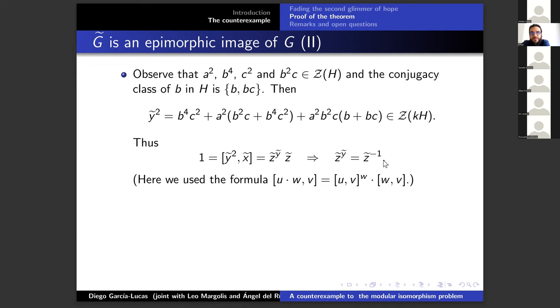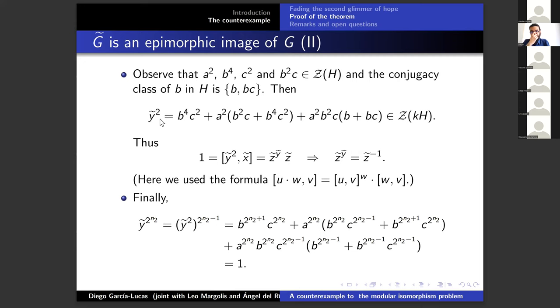Now we are going to prove that the order of ỹ divides 2 to the n. But then we will also exploit that ỹ squared is in the center. So we have this identity here, and since this is in the center and every element here is in the center except these two, but b and c commute, we can take powers as if we were in a group ring of an abelian group, and obviously the characteristic is 2 and we are taking 2-powers, we can just take powers of the summands.